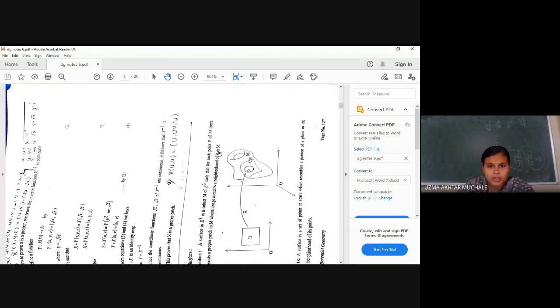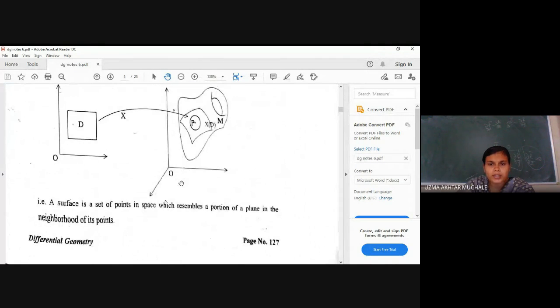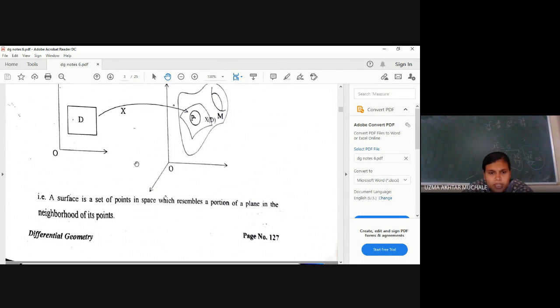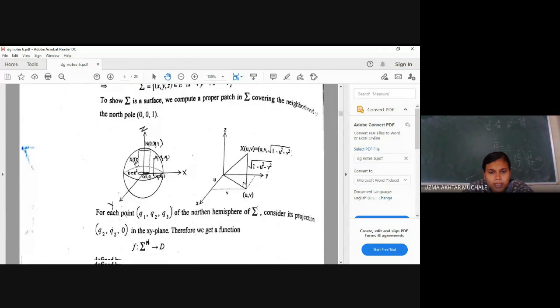What we were discussing was the definition of a surface. What is the definition of a surface? For every point P of an E3 space, that means first we have to take one object which is a subset of E3 space, there should exist a proper patch whose image contains a neighborhood of the point. And this definition is somewhat difficult to verify for every example. For that, we have taken one shortcut.